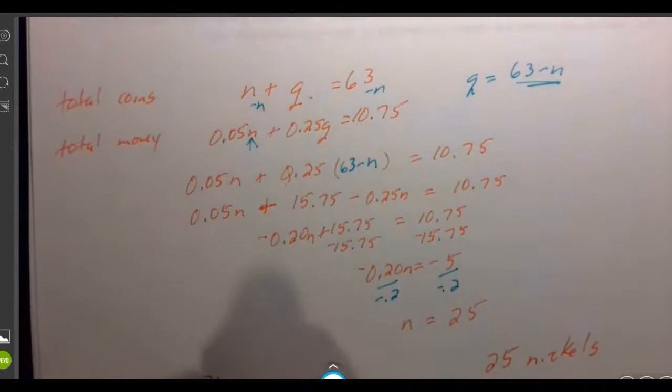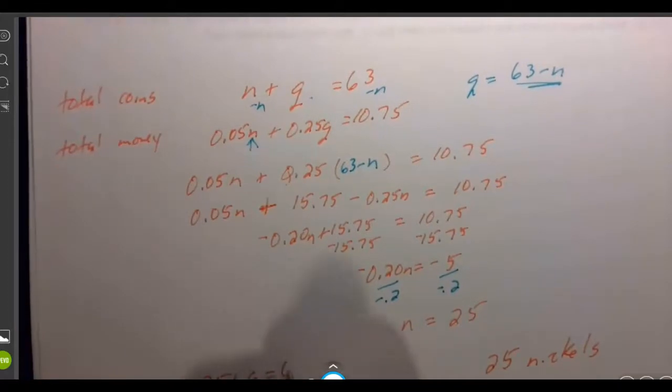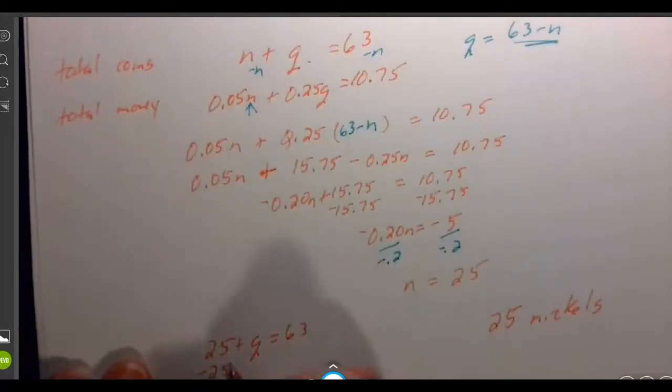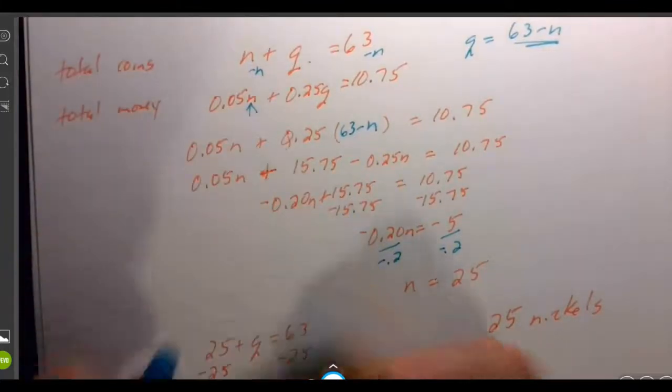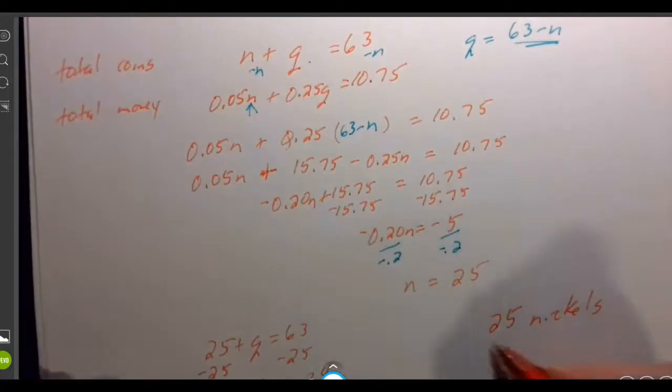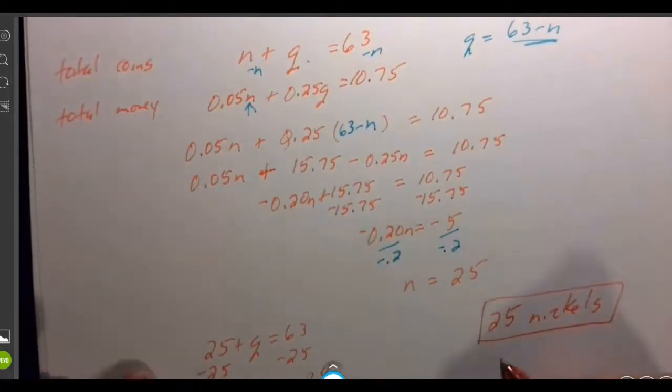So I have 25 nickels plus how many quarters is equal to 63. I subtract 25. And I know they didn't ask for it, but I just kind of like to know what those are. So I'm going to go ahead and finish it. That's 38. So I have 38 quarters. And again, this is all they're asking for, but I have 38 quarters. Okay?